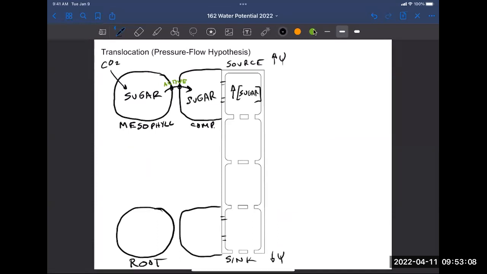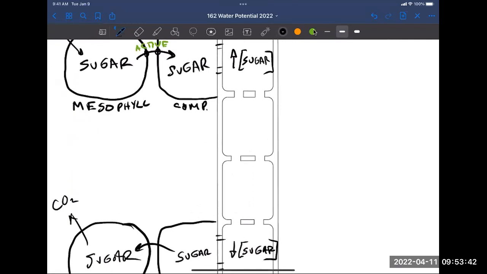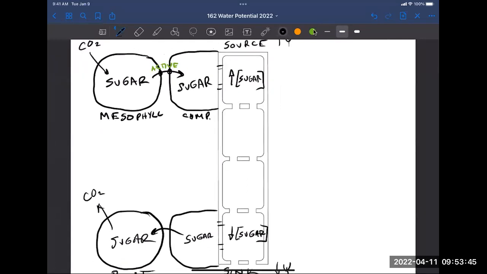All right, now let's change our attention down to the other end. So down here in the root, if a root cell gets a sugar molecule, what is it going to do? It is going to use it for glycolysis and citric acid and electron transport, and it is going to break that sugar molecule down, and it's going to release carbon dioxide, right? And so where's that sugar coming from? Well, it's getting pumped out of the companion cell here. And the result is that we're going to end up with a low concentration of sugar down here near the sink.